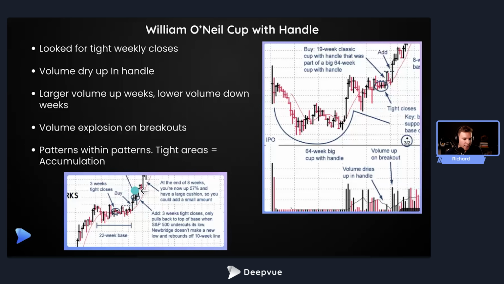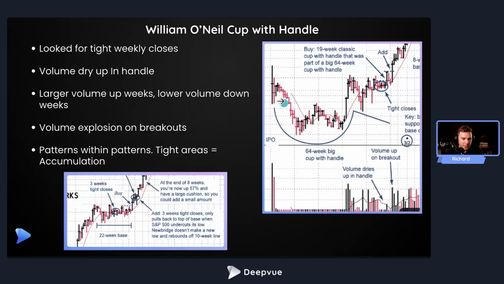We've got more highlighting, tight closes, 3 weeks tight. That's another example of a VCP. So O'Neill looked for the exact same thing that we'll be talking about today, which is tight weekly closes, volume dry ups within the handle as the stock pulls back and forms tight ranges, and then larger volume on up weeks, lower volume on down weeks, and then finally that volume explosion on breakouts through the key pivots. And often as we see here, there are kind of patterns within patterns, and this is kind of a higher level concept.